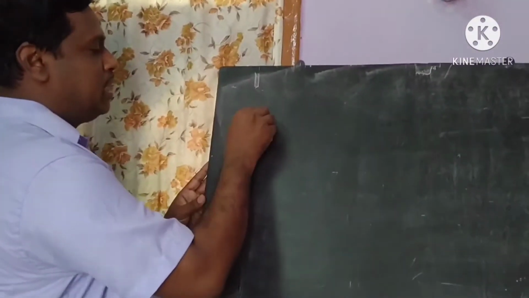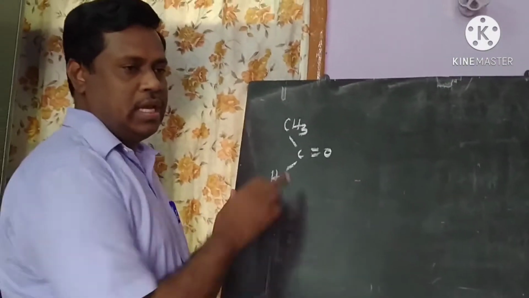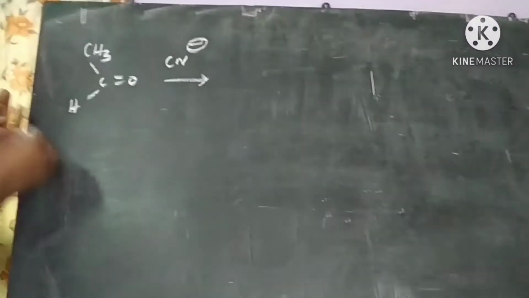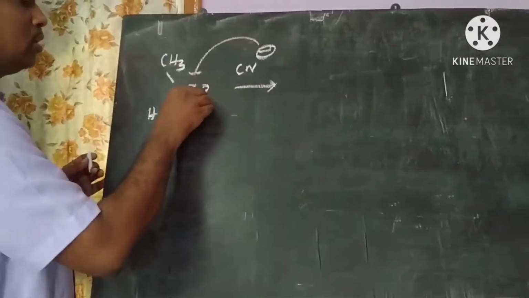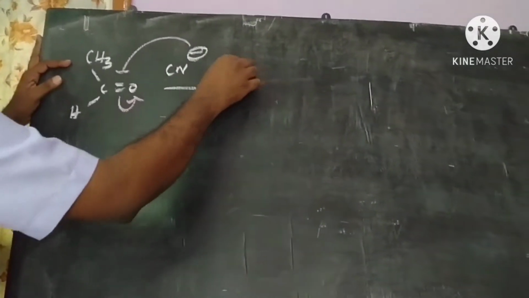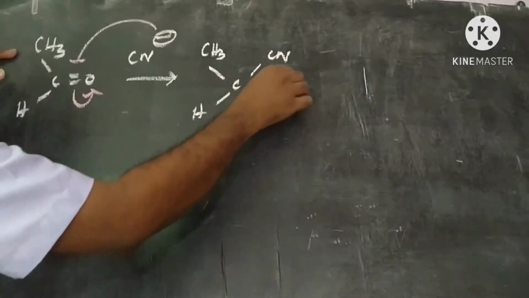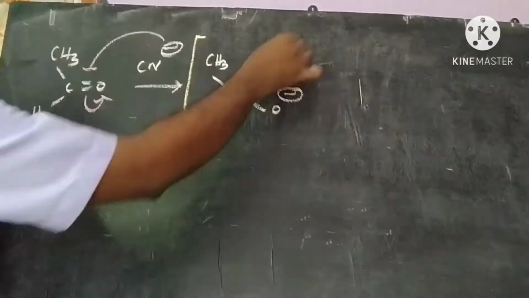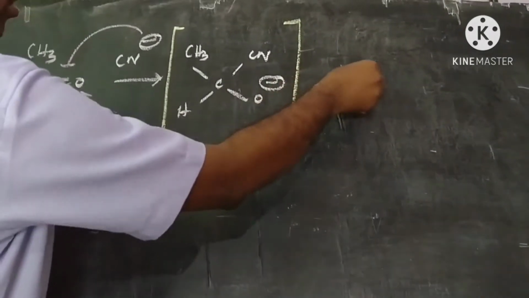The equation: acetaldehyde, CH3CHO, reacts with CN minus, the cyanide ion. Here the attack takes place, and we get CH3CH(CN)O minus. That is the intermediate compound. In this intermediate compound, protonation will occur.